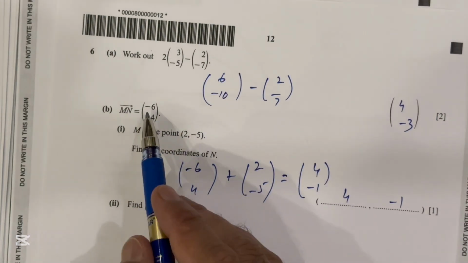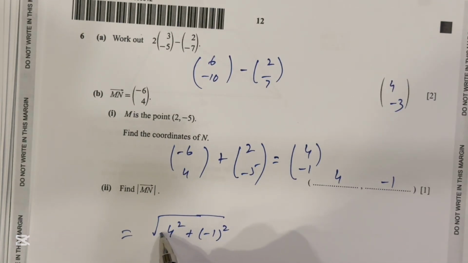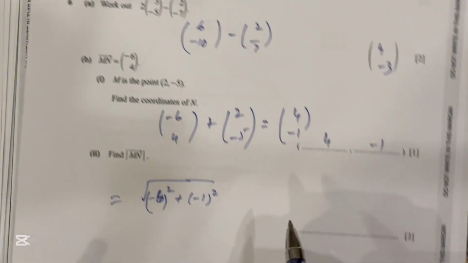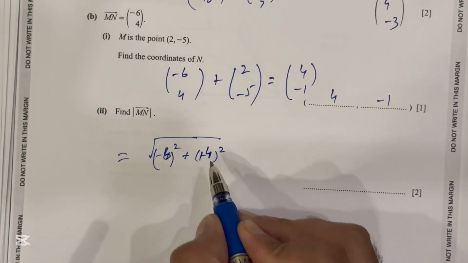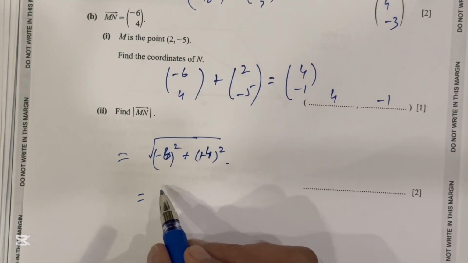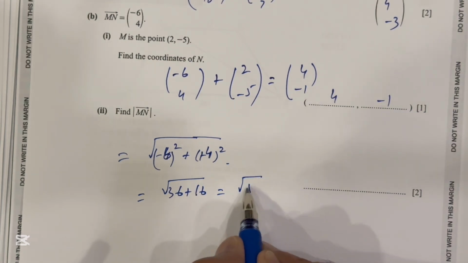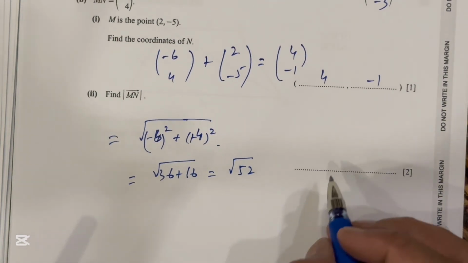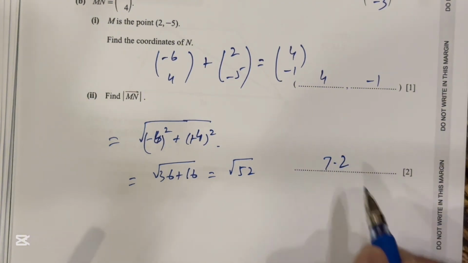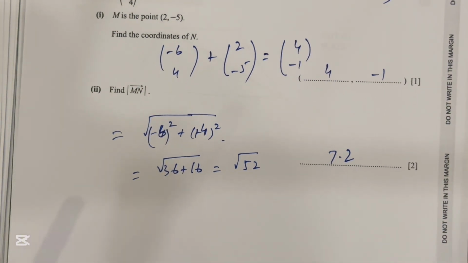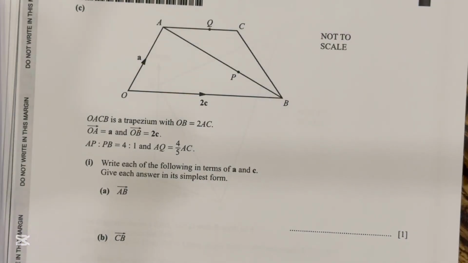Oh, sorry, the magnitude of MN. So -6 squared plus 4 squared. That would be 36 plus 16, square root of 52, or you can use a calculator to get its square root, that is equal to 7.2. So this was question number 6b.